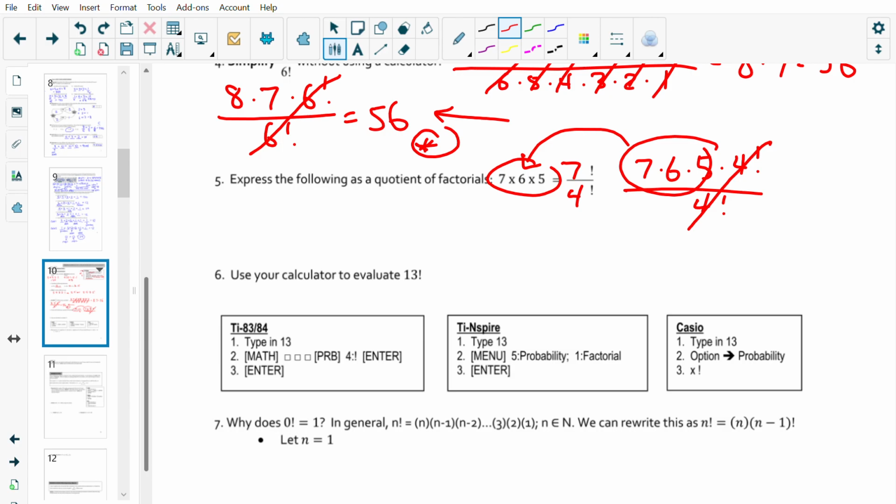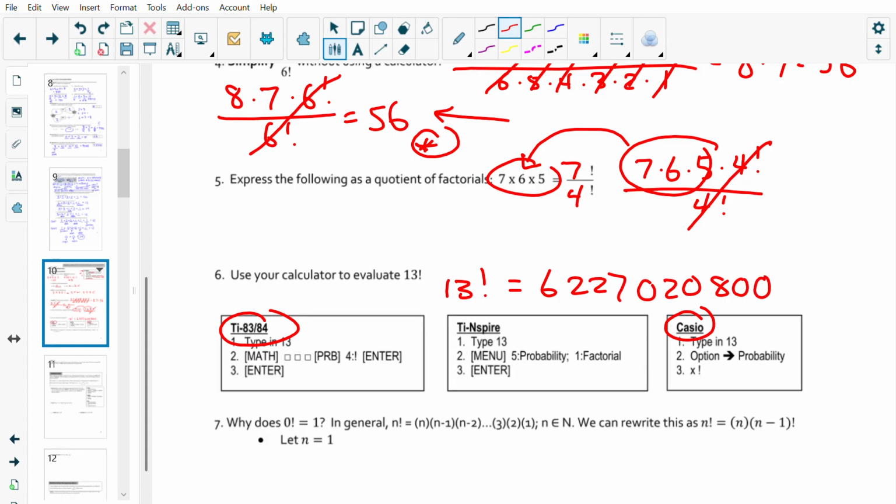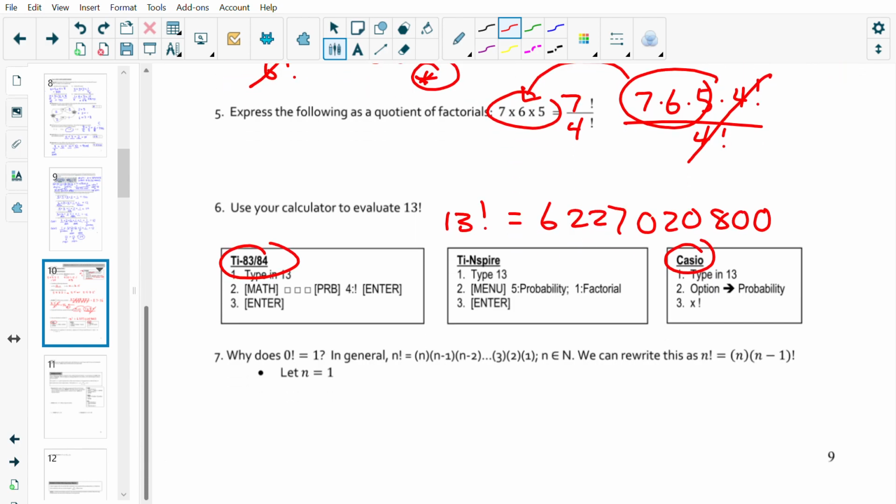Let's do one more. Use your calculator to evaluate 13 factorial. This is very important. Whether you have a TI-83/84 or a Casio, you need to know how to do probability functions. So 13 factorial on a calculator equals 6,227,020,800. I'm going to assume that prior to this lesson, you figured out how to use your calculator to do factorials, because this will be very important in the end.